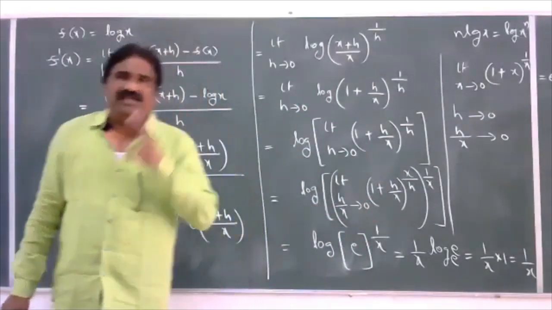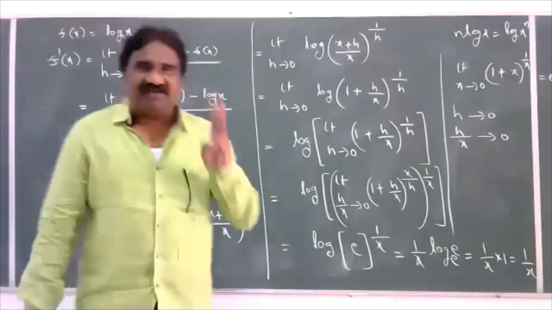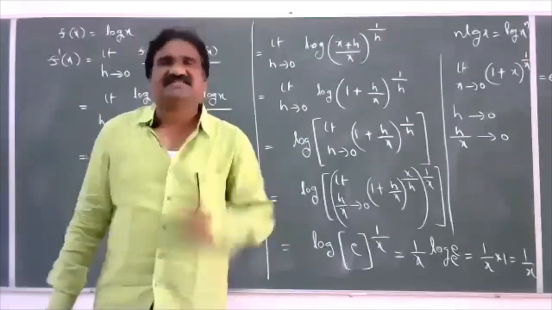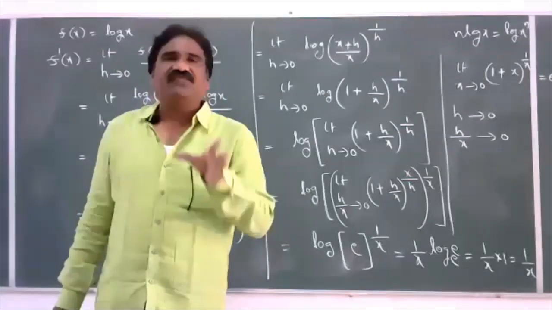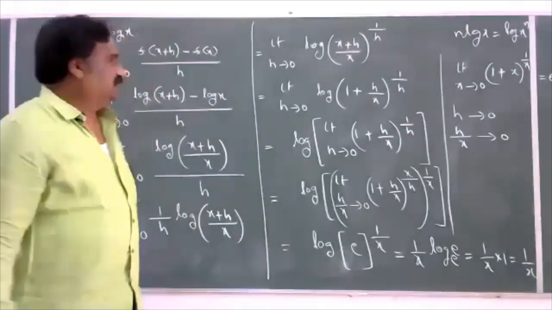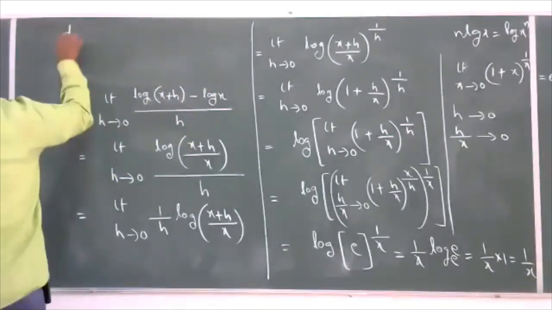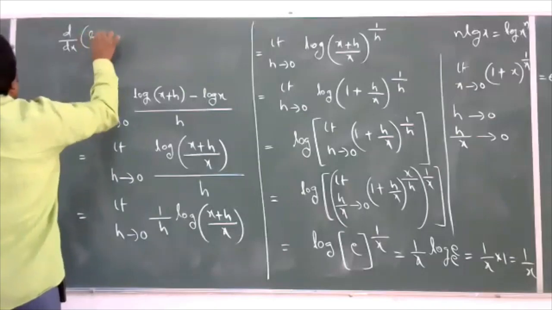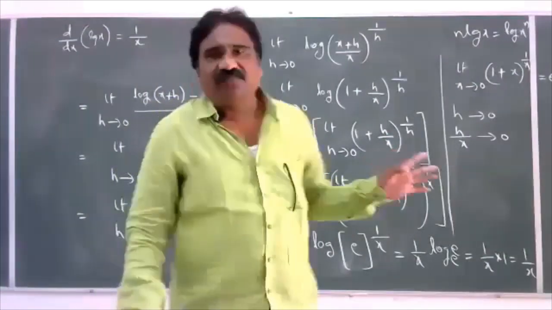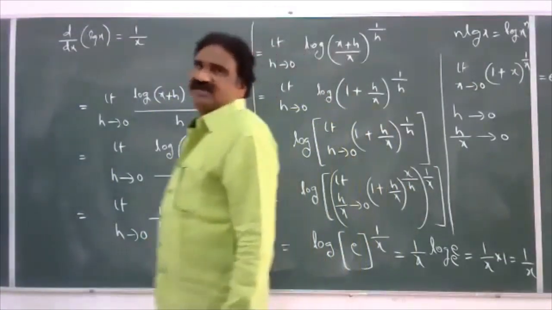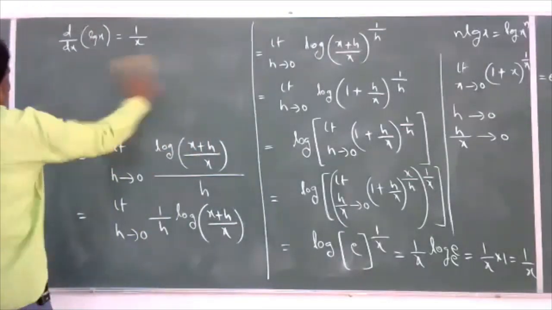So today, by using the first principle, we proved three formulas. The derivative of e power x is again e power x. The derivative of a power x is a power x into log a, and the derivative of log x is 1 by x. So we proved three formulas, that is d by dx of log x is equal to 1 by x. Add these three formulas to the derivative formulas list I already gave.